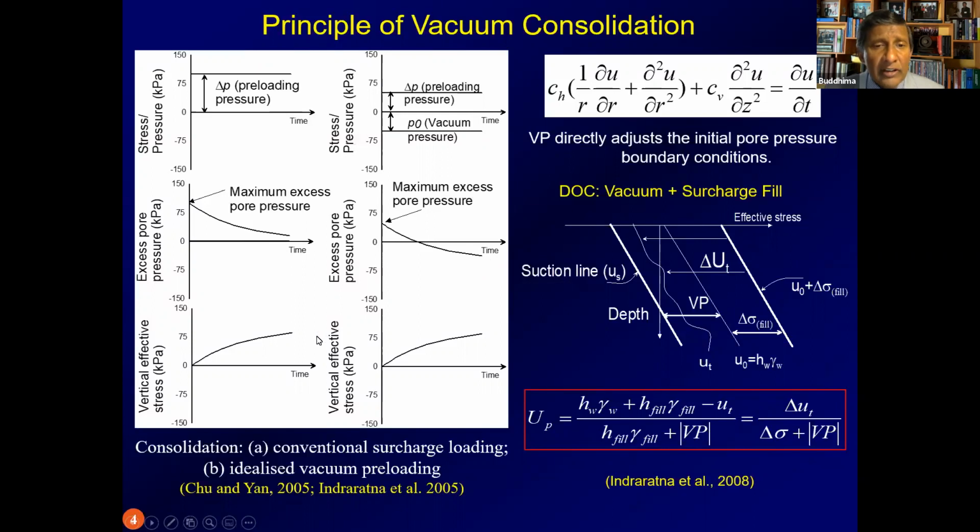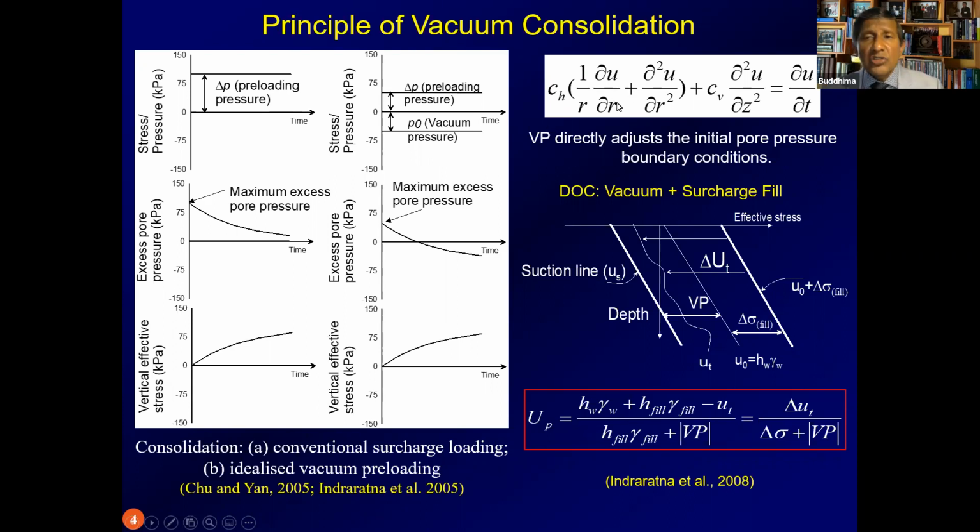However, the effective stress, which is calculated by the total stress minus the pore pressure, will be exactly the same in both systems, and therefore the ultimate settlement will be exactly the same whether you have the vacuum pressure or not, as long as the total pressure is exactly the same.